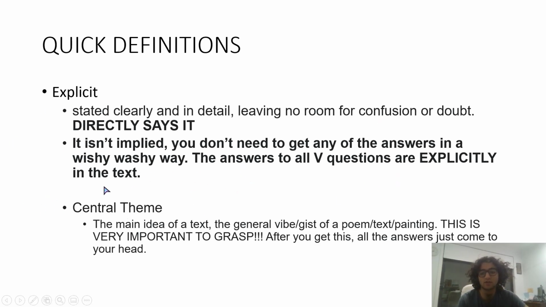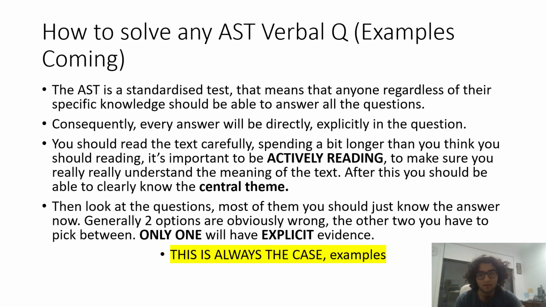The next thing is a central theme. This is the main idea of a text, the general vibe or gist of a poem, text, or painting. This is very important to grasp. After you get this, all the answers just come to you in your head. So, how to solve any AST verbal question, and there are examples coming.